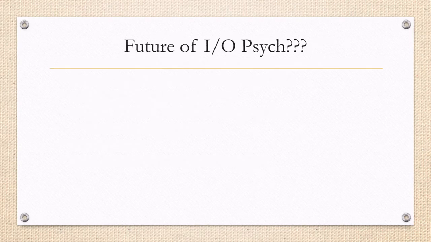So what is the future of IO psychology? Is this something that you see yourself being involved with? What kind of issues do you see around you in your work or your environment that would change either who is selected for jobs, how people are selected for jobs, what kind of issues are dealt with in the workplace?